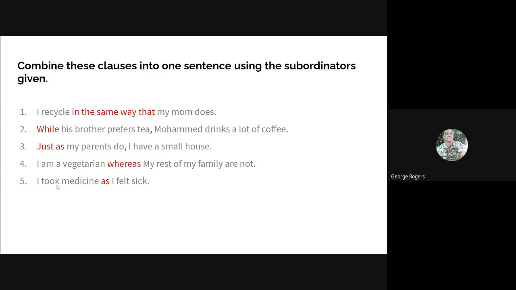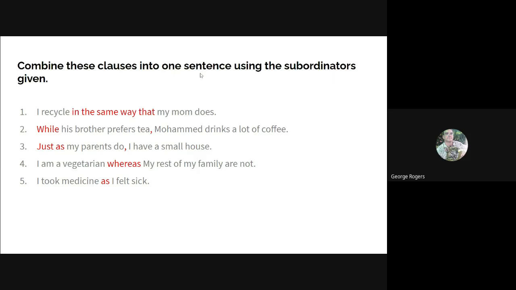Number 5, I took medicine as I felt sick. So again, this is the independent clause that I took medicine, and as I felt sick is the dependent clause. This is kind of comparing, giving more of a comparison there: why did they? It's more related.